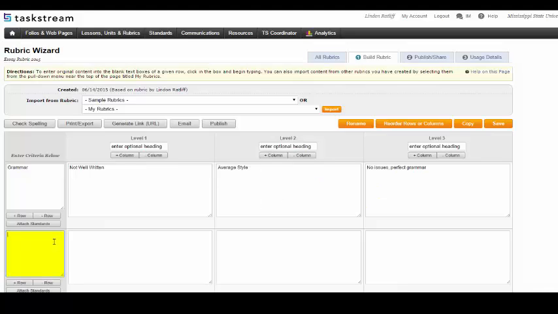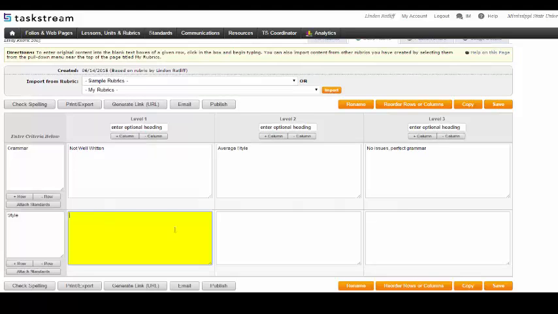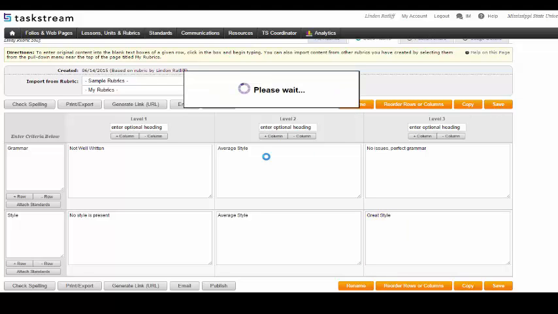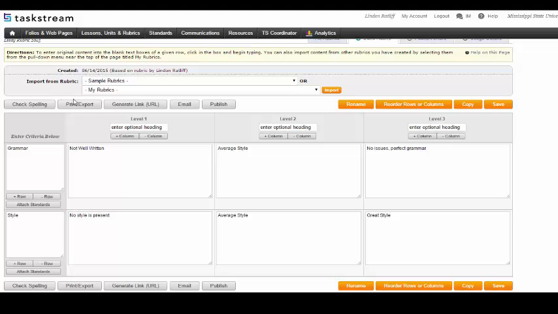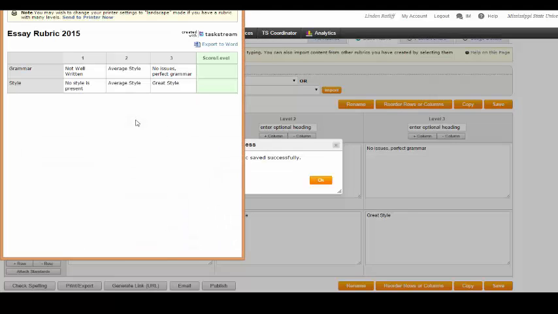And I can say style. And then you can just keep plugging in stuff like that. So let's just do one more. Style: no style is present. Average style, great style. And then I want to preview this. I'll save it. And I'm going to print export it. I can look at it in Word.